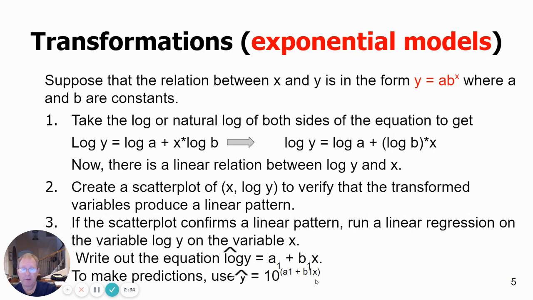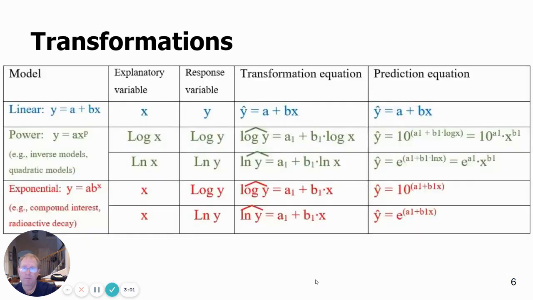If the scatter plot has a linear pattern, then you run a linear regression on the variable log of y using x as the independent variable. After that, you write out your equation in the form log of y is equal to the intercept plus b1, the slope coefficient, times x. And from that, using the principles that I showed you before, you will make predictions. Now this can be done in both the log of base 10 or in the natural log, or for that matter, using any base. So here I've summarized pretty much everything you need to know for this unit.